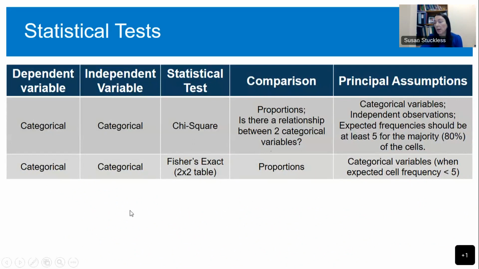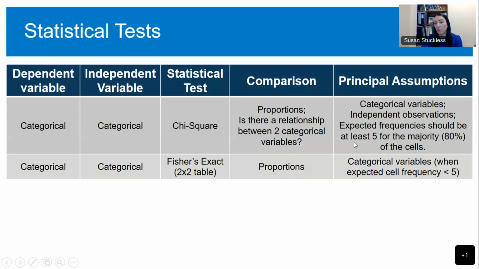So if we have two categorical variables, say, gender and clinical status in this case, where clinical status is someone's affected or unaffected, and I have males and females. I'm wondering, is there a relationship between the two variables? In other words, are more males affected than females, say? That's where chi-square will come in. And the Fisher's exact test is also for a 2x2 chi-square, but it's used when you have an expected cell frequency less than 5. So with a chi-square for a 2x2 table, a Fisher's exact will show up in your analysis automatically.